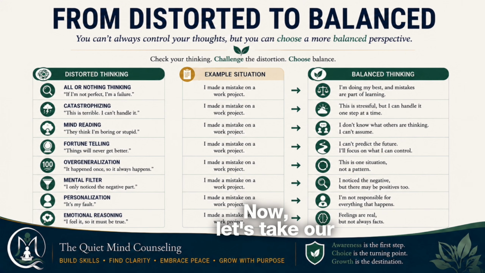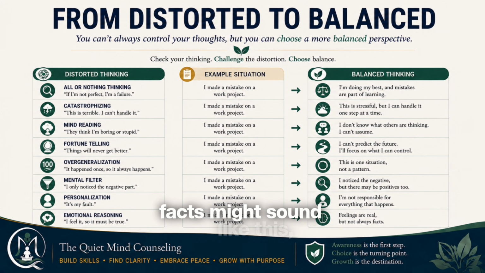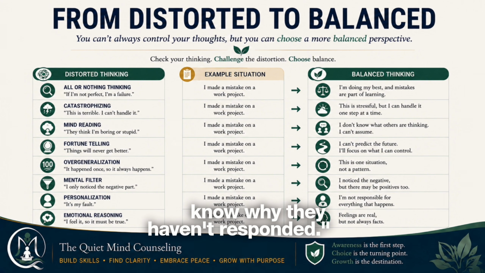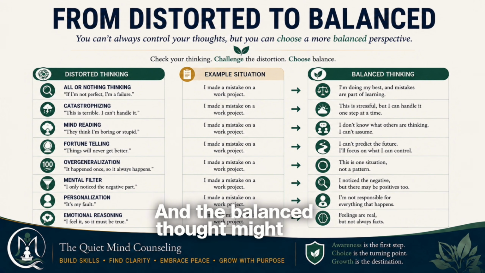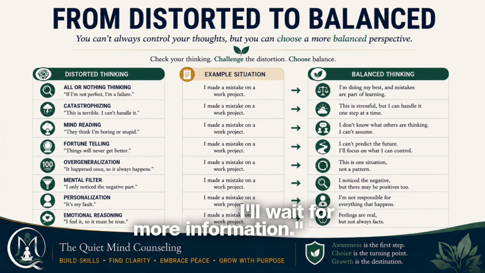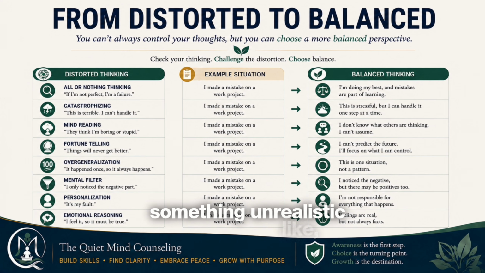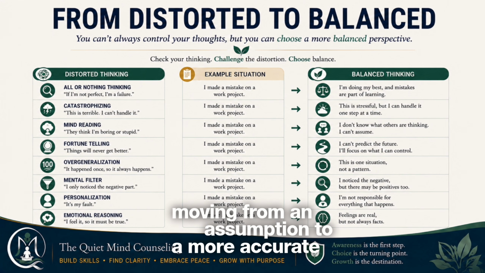Now, let's take our original example. The distorted thought was, they didn't respond to me. They must be angry with me. Checking the facts might sound like this. I don't actually know why they haven't responded. And the balanced thought might be, there could be several explanations. I'll wait for more information. Notice that we didn't replace the negative thought with something unrealistic, like, oh, they definitely love me. Everything's fine. We're simply moving from an assumption to a more accurate interpretation.